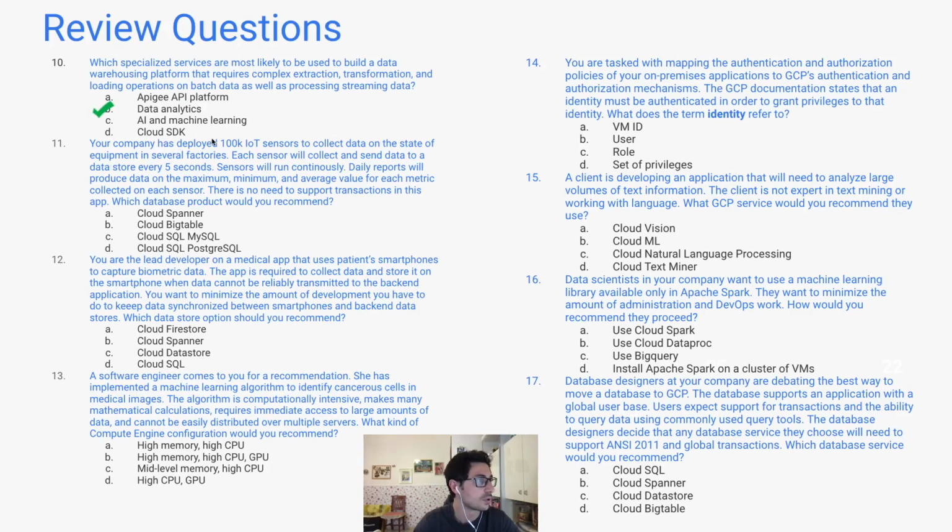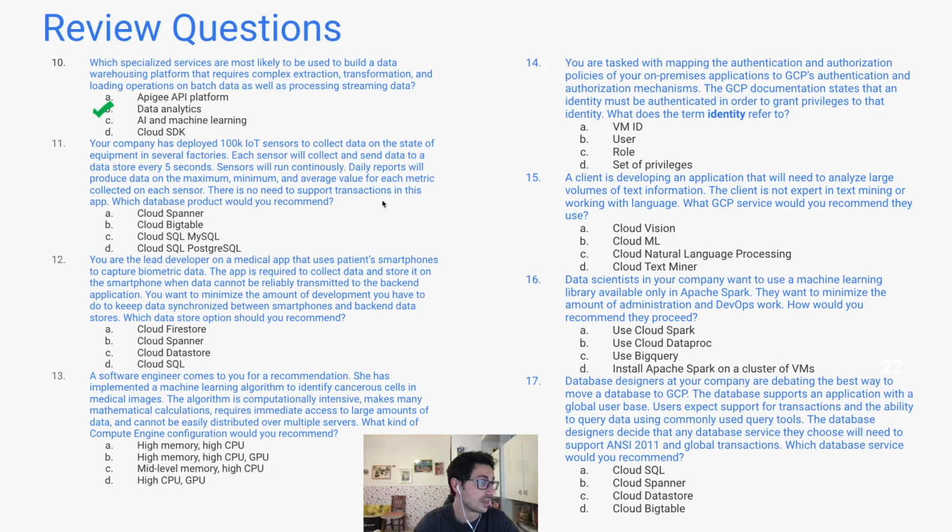Your company has deployed 100,000 Internet of Things sensors to collect data on the state of equipment in several factories. Each sensor will collect and send data to a data store every 5 seconds. So that's a lot of data. Sensors will run continuously. Daily reports will produce data on the maximum, minimum and average value for each metric collected on each sensor. There is no need to support transactions in this app. Which database product would you recommend?